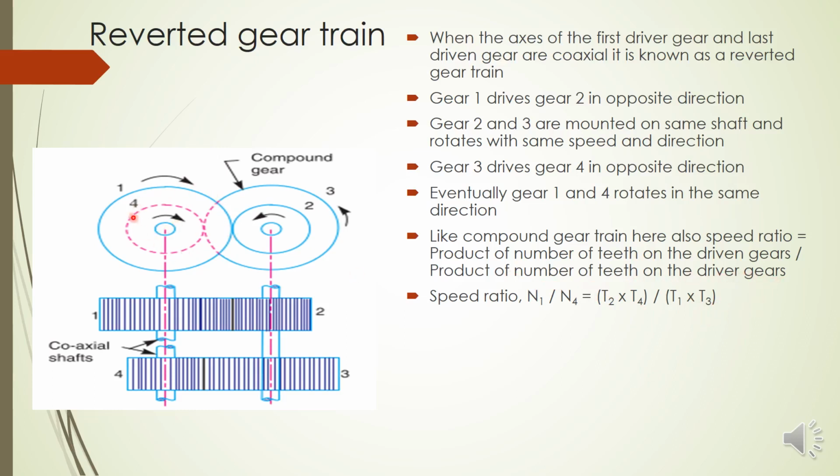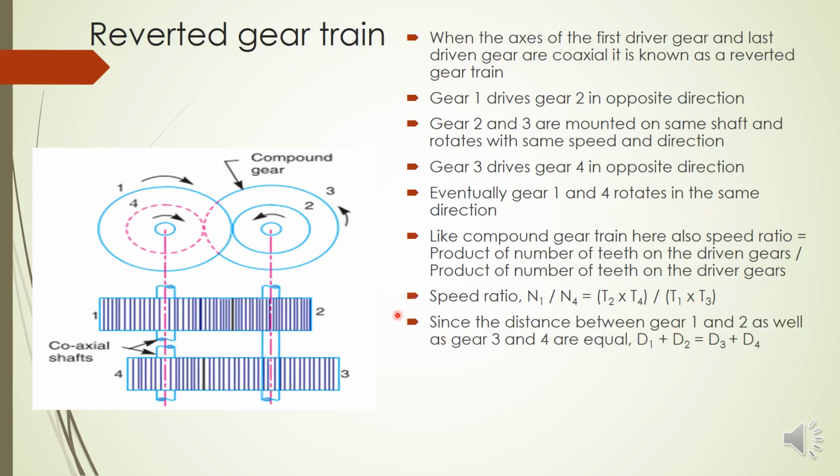Yes, T1 is one driver gear, which rotates by itself, and T3 is another driver gear, which rotates by itself. So T1 into T3. The speed ratio N1 by N4 is equal to T2 into T4 divided by T1 into T3.